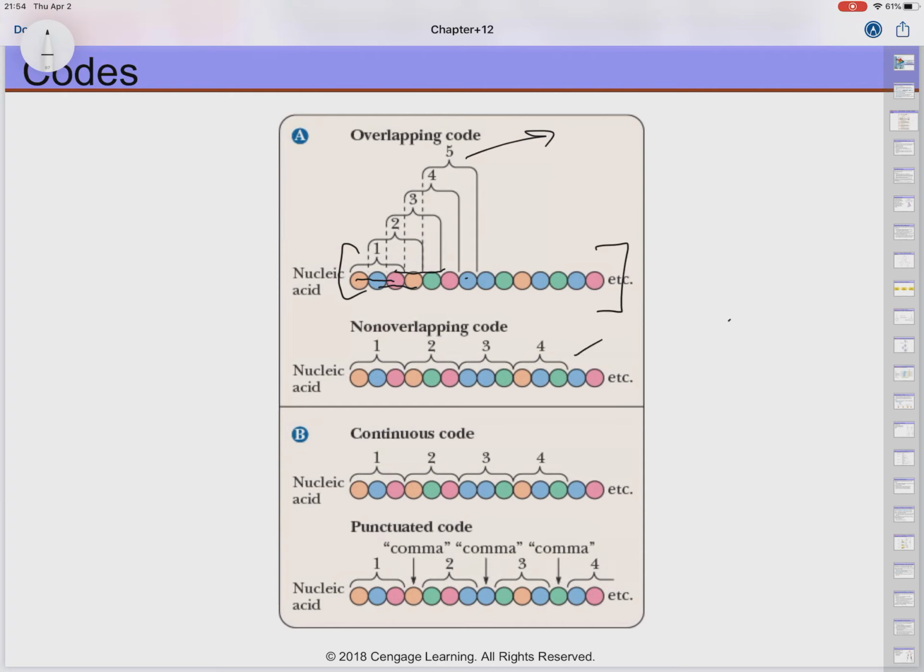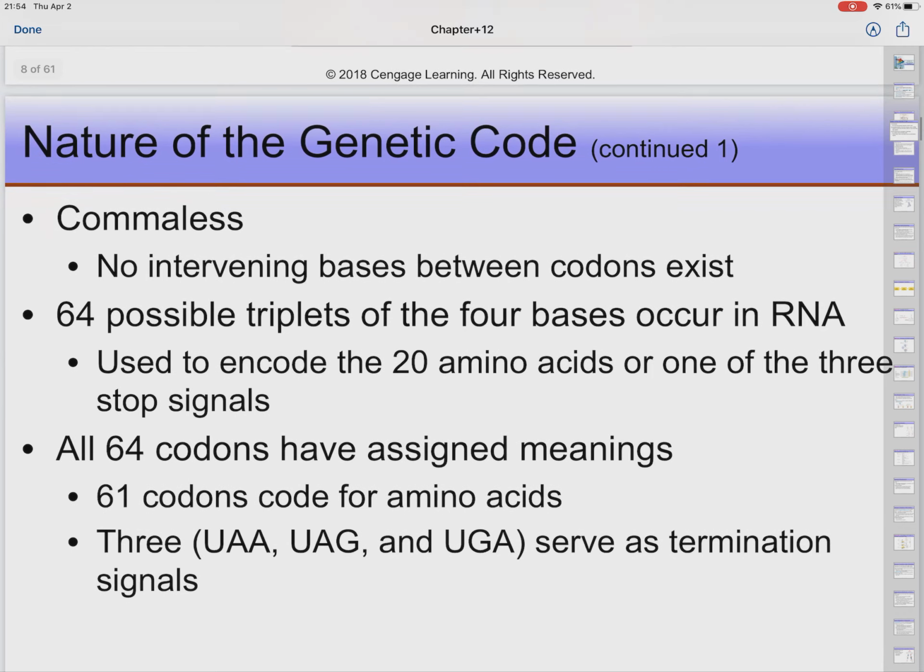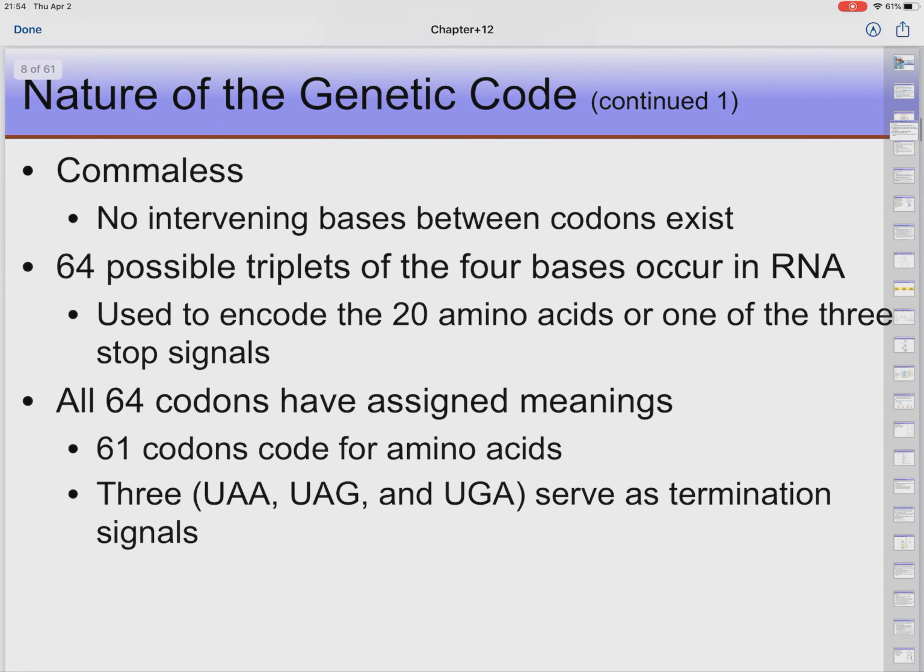We also know that it's continuous, meaning that there are no gaps in between the codons. And so a punctuated code illustrates what that might look like if there were gaps. So we say our genetic code is commaless. Now there are 64 codons that can occur with 3 base pairs, right? If you look at 3 nucleotides and how many different ways you can take those 4 nucleotides and arrange them, there are 64 different triplets. This is necessary.